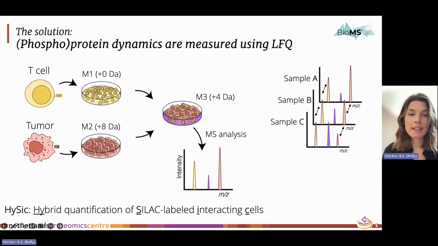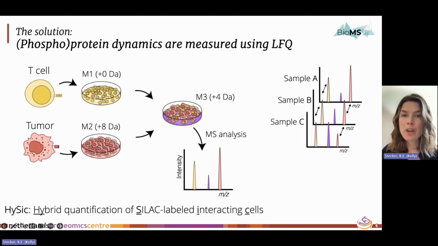And by using these SILAC labels, not to make relative ratios as they're normally done, but just to distinguish our three different sources of protein in our co-culture experiment, we next turn to a second quantitative method to quantify the dynamics of these three SILAC labels independently.